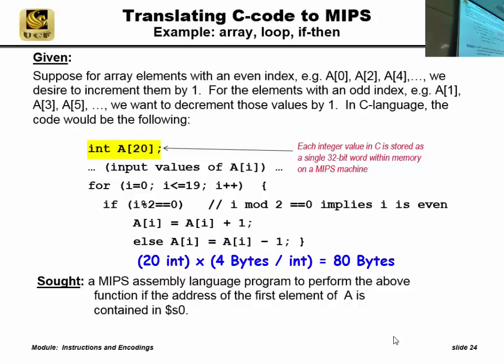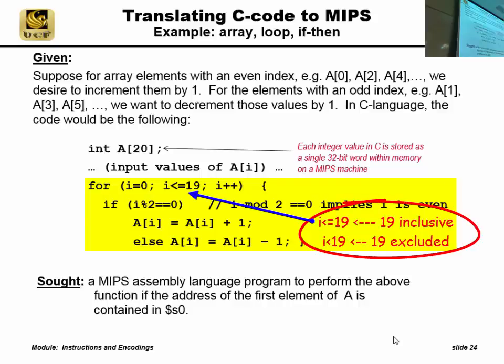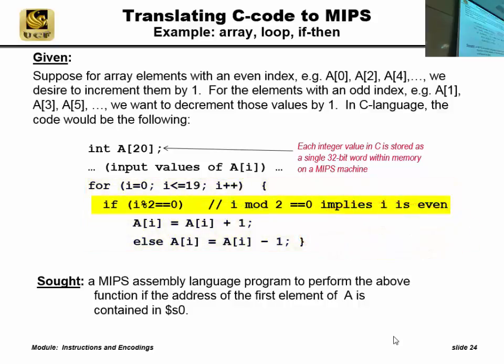But we have to input the values of A. In MIPS that's syscall, but here, since it's C, it's scanf. I'm not going to worry about that. Then we get to the loop. It goes from 0 to 19 inclusive, the first 20 elements. If it's divisible by 2, which means it's even, then we want to add 1 to the contents. Else, if it was not divisible by 2, we're going to get a 1 here. It's a mod. If the number is 1 that results from this expression, then we want to subtract 1.